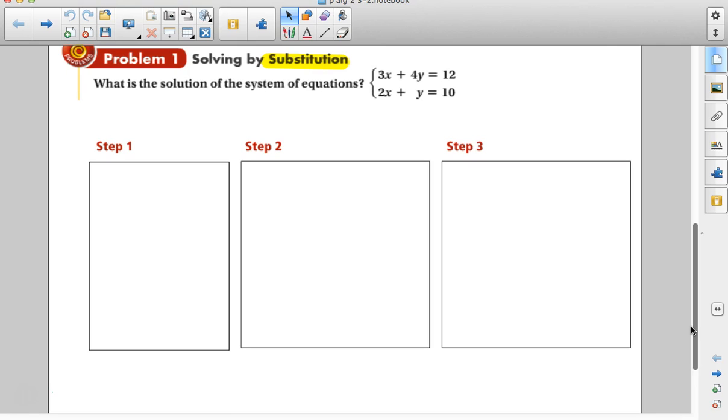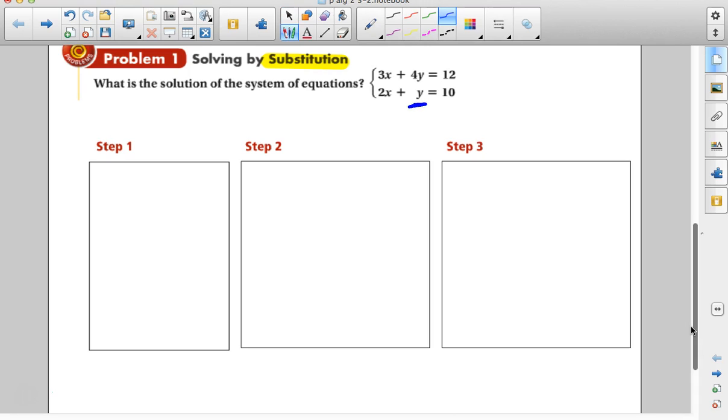3x plus 4y equals 12, and 2x plus y equals 10. Now in the end, we're not going to tell you all the time which one you need to use. So if I look at this one, the way that I know I would like to use substitution for this is because of this right here.